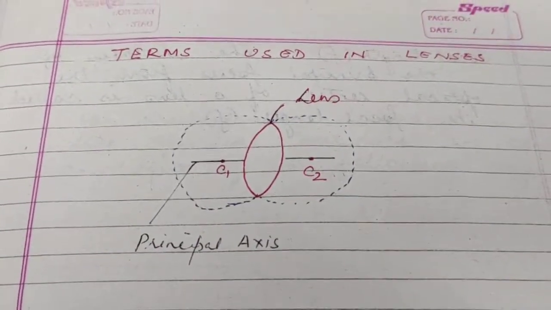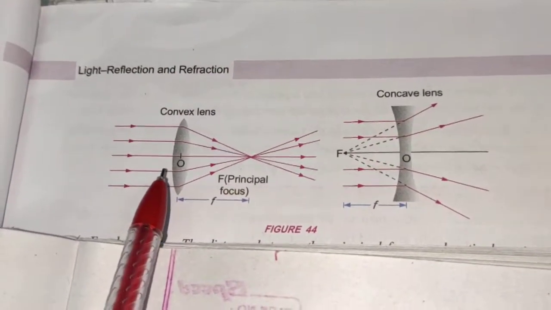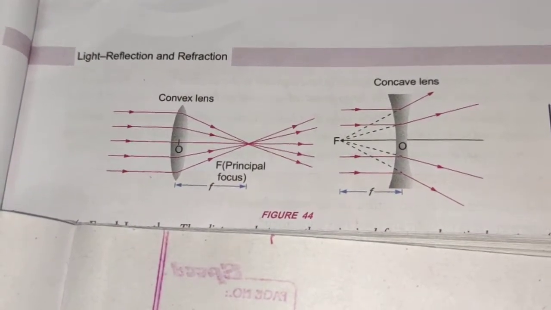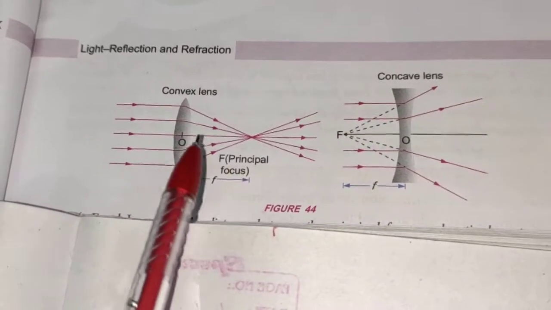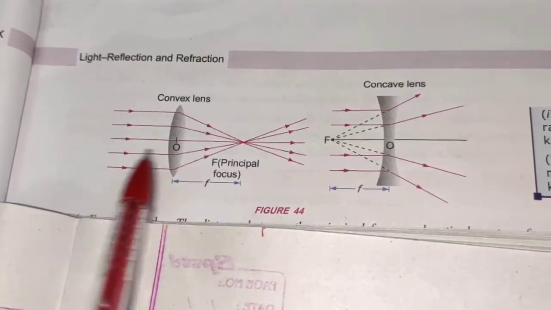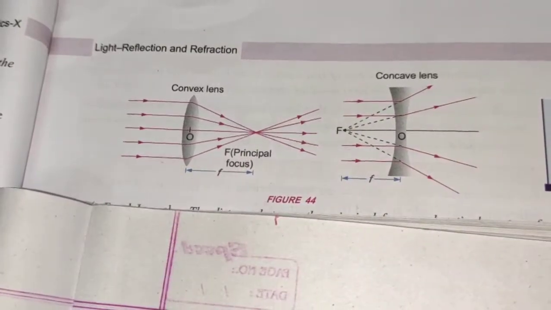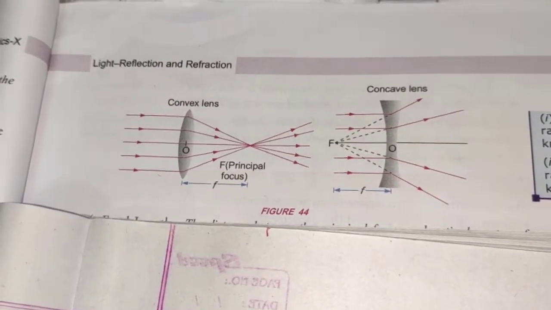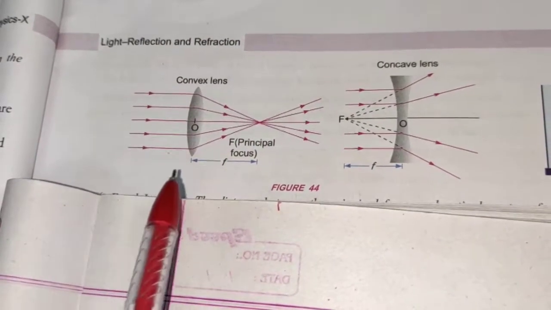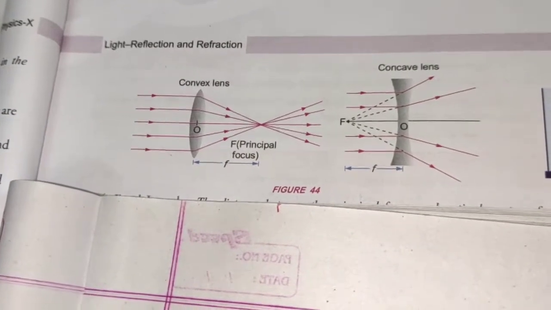Now optical center. This is the optical center of a convex lens and a concave lens. Now what is this optical center? It is the central point of the lens through which rays of light pass undeviated. Here there is no deviation taking place at the optical center, and it is denoted by O. Now what is aperture? This is the effective diameter of the circular outline of a spherical lens.